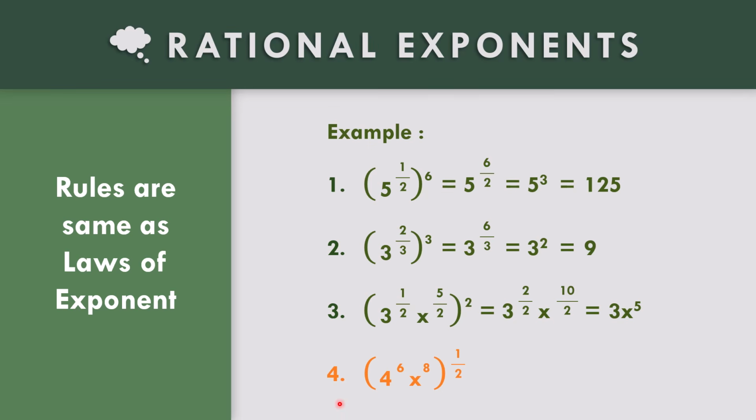In example number 4, the quantity 4 to the 6, x to the 8, raised to 1 half. First, we need to copy the base. 6 times 1 half, that is 6 over 2. Copy the base x. 8 times 1, that is equal to 8 over 2. So 6 divided by 2, that is equal to 3. So it means 4 cubed, that is 4 times 4 times 4, that is equal to 64. Copy the base x and then 8 divided by 2, that is equal to 4. So the final answer is 64x to the 4th power.